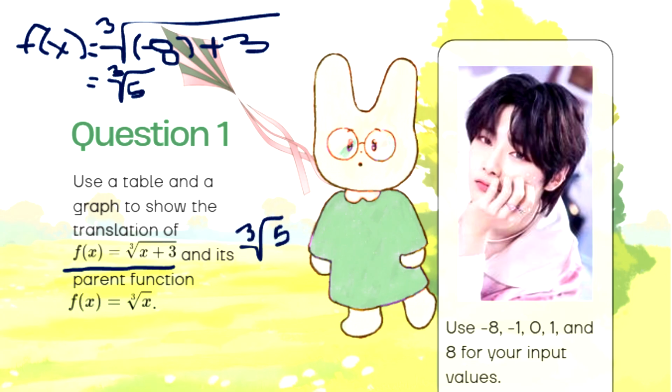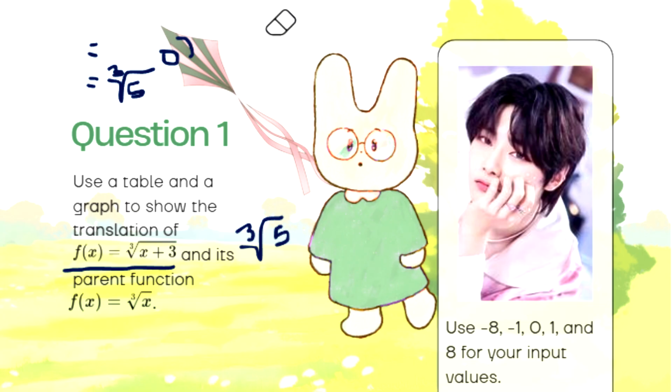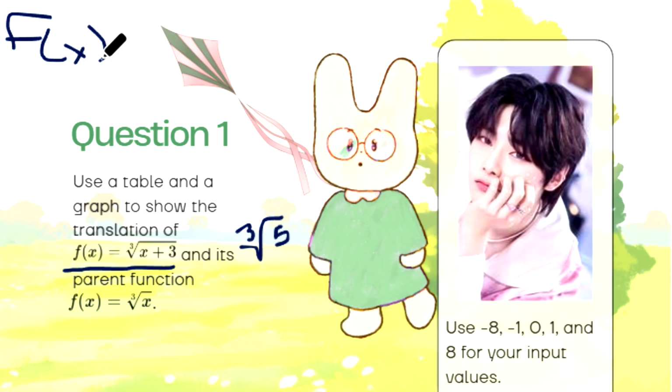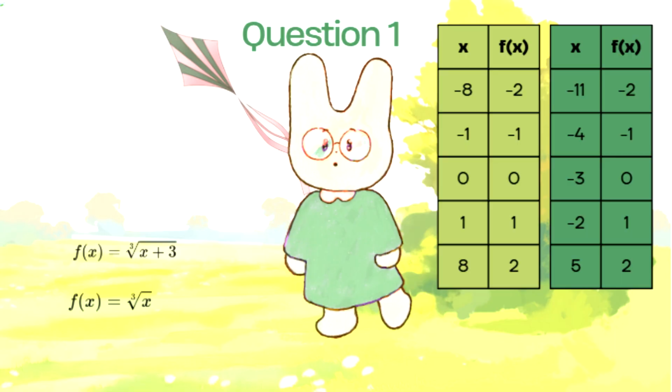Okay, let's do our next problem. It says f of x is equal to the cube root of x. And our first x is negative 8. So our first value on this table should be negative 2. Okay, and here are all of those values, so you can check that.